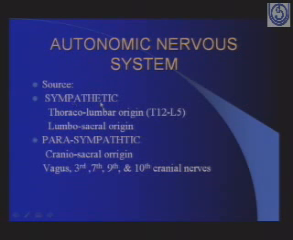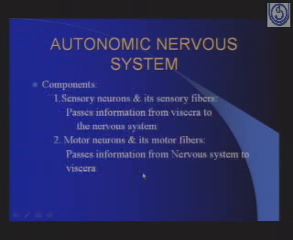The sympathetic nervous system is of thoracolumbar origin, from the thoracic 12 segment of the spinal cord to the lumbar 5 segment. From this part, sympathetic arises. It also has a lumbosacral origin. And the parasympathetic has a craniosacral origin. It is related to the 3rd, 7th, 9th and 10th cranial nerves, that is the vagus.